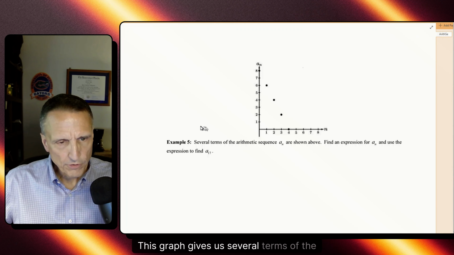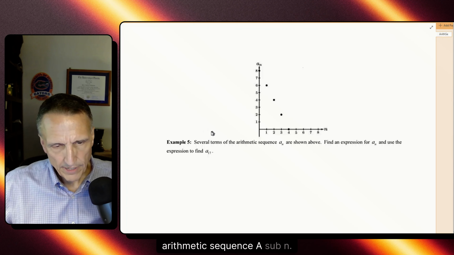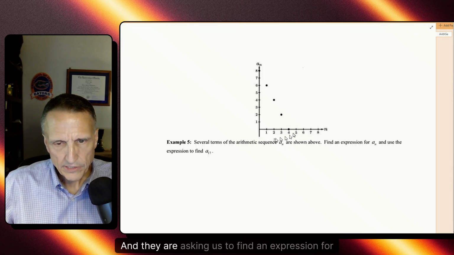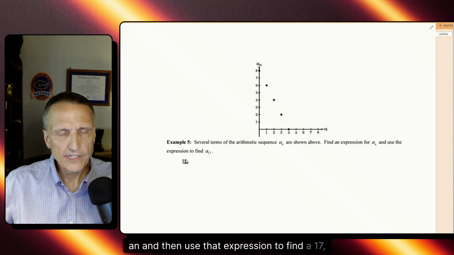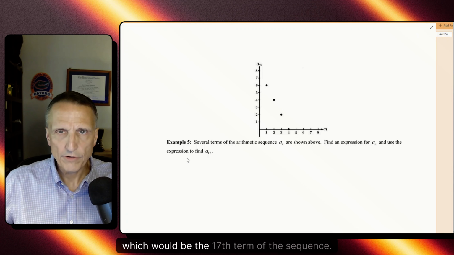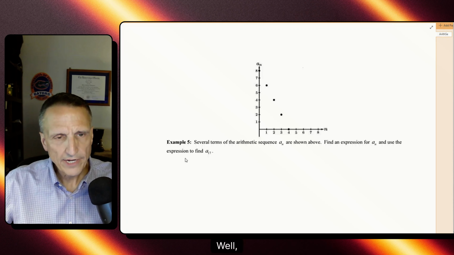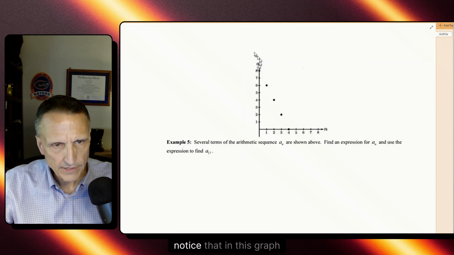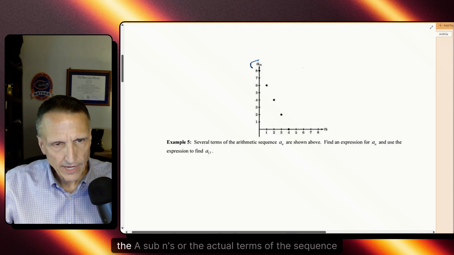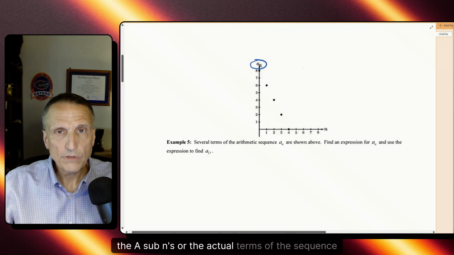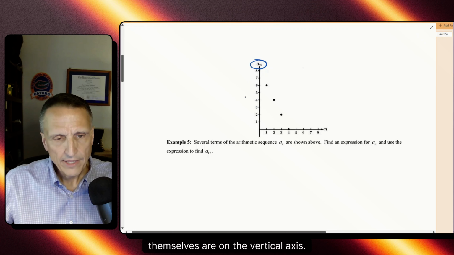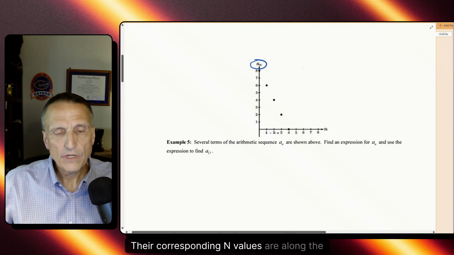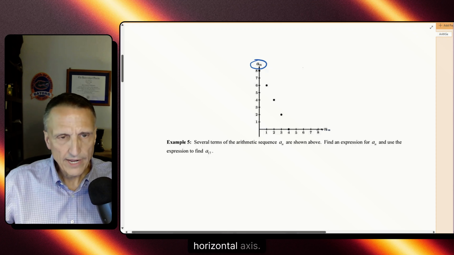This graph gives us several terms of the arithmetic sequence a sub n, and they are asking us to find an expression for a sub n and then use that expression to find a17, which would be the 17th term of the sequence. Notice that in this graph, the a sub n's, or the actual terms of the sequence themselves, are on the vertical axis. Their corresponding n values are along the horizontal axis.